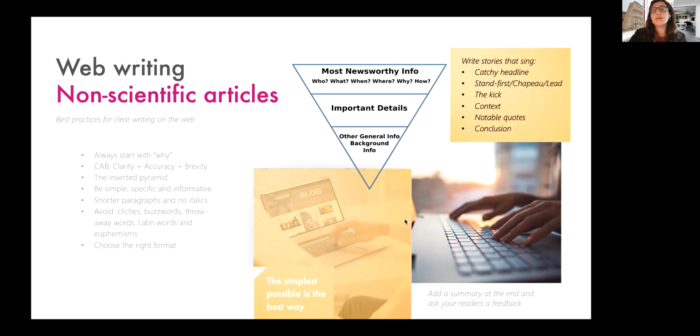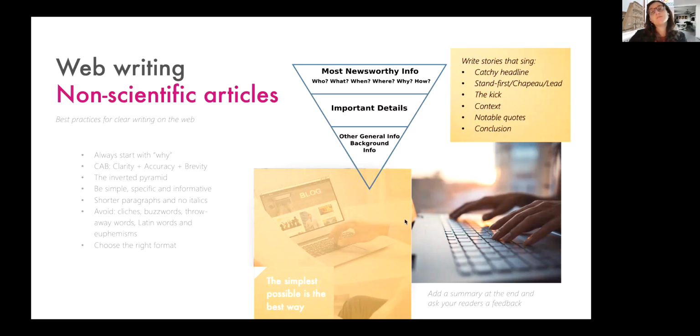Then always try, in writing non-scientific articles, to avoid Latin words, to avoid cliche buzzwords and throwaway words. So all those expressions like "it goes without saying," or "as already stated," all these forms of expressions that basically don't communicate any relevant information must be avoided, again, because you want to be specific. You don't want to add any extra word that is not significant to your article.